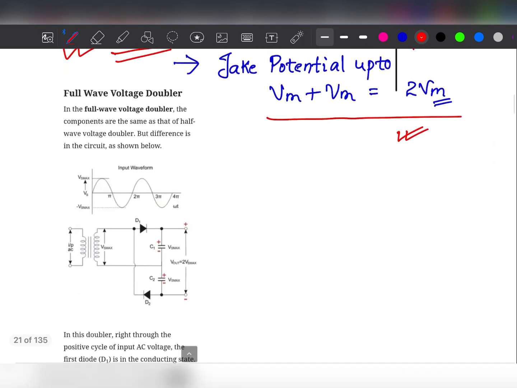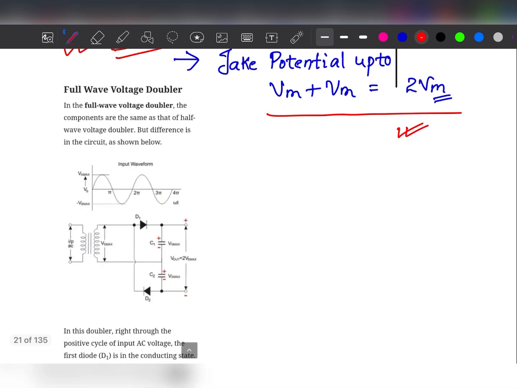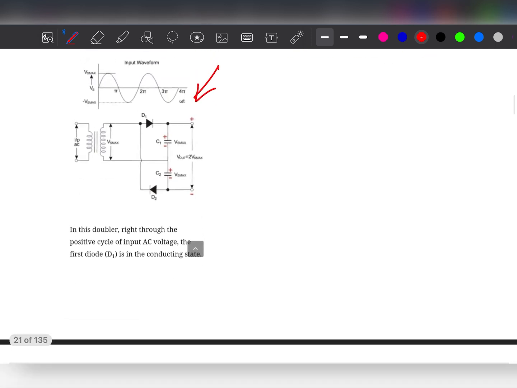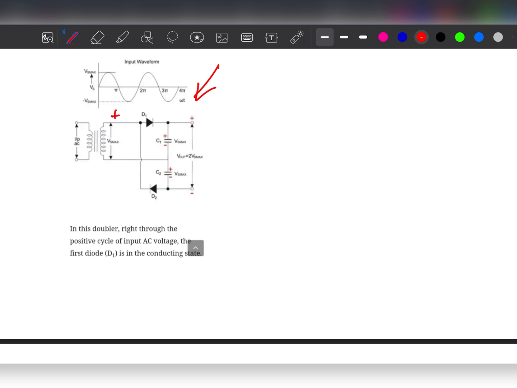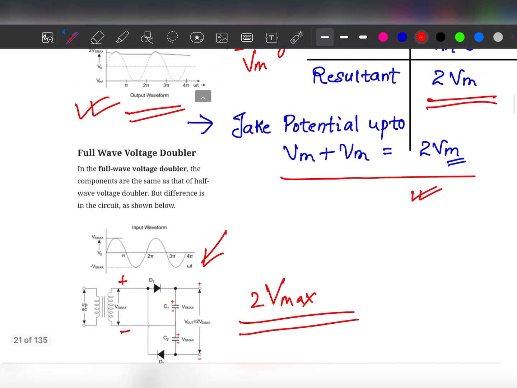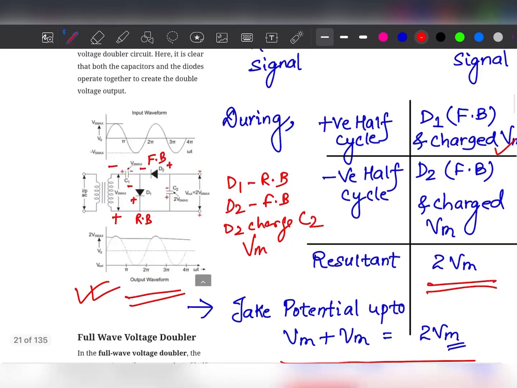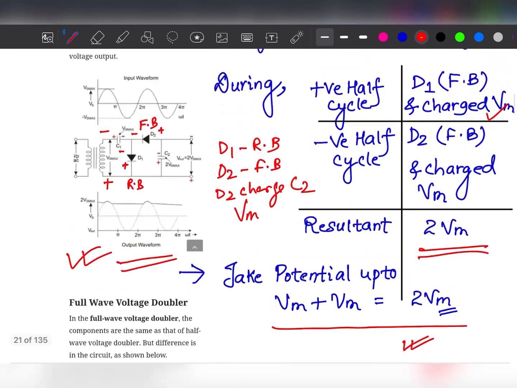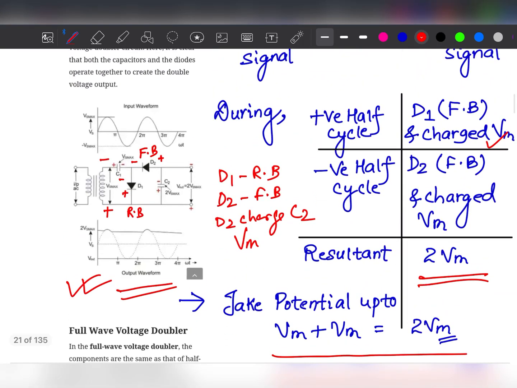For the full wave voltage doubler, we just interchange the connections and positions of the capacitors and diodes. Here we give the AC input to this voltage doubler circuit, with the same principle, positive and negative like this, and you will get two times the maximum voltage with the help of this circuit. So I think you understand this concept, the full wave voltage doubler circuit and the half wave voltage doubler circuit. You just read through this. This is the concept totally. I hope I explained everything in an easy way.